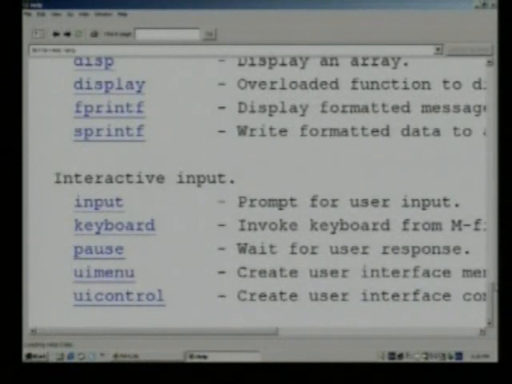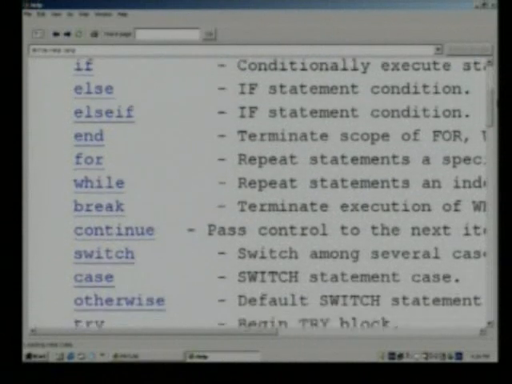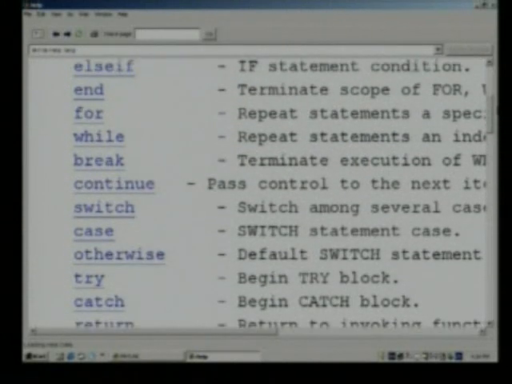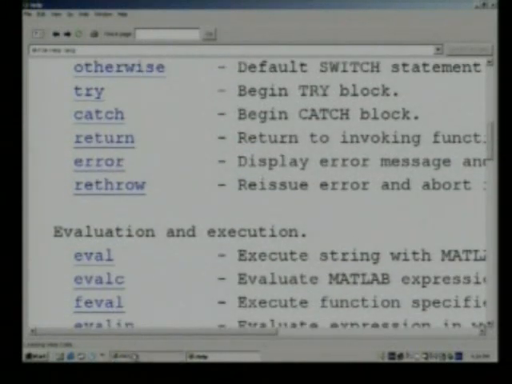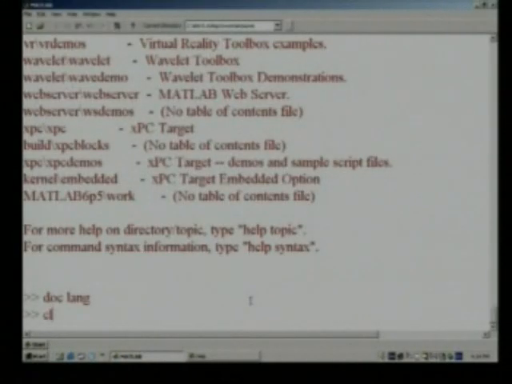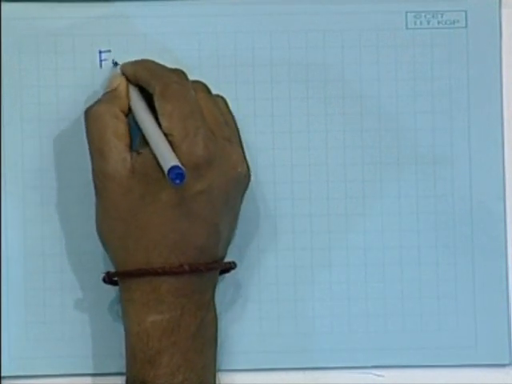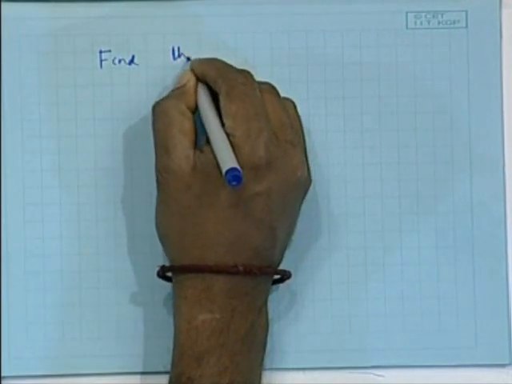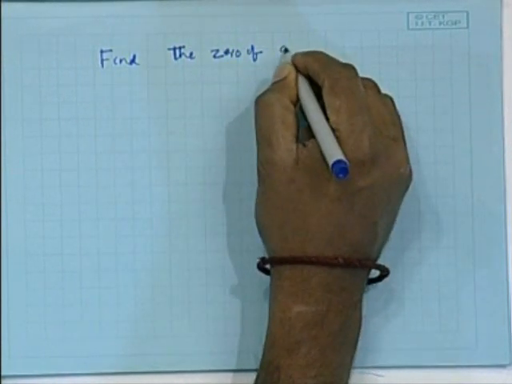Okay. So let me write a program to explain the importance of if, then, else, and, for, while, break, switch, return, etc. What program am I going to write? Before that, I shall tell you what program I am going to write. I will write a program to find the zero of a function.